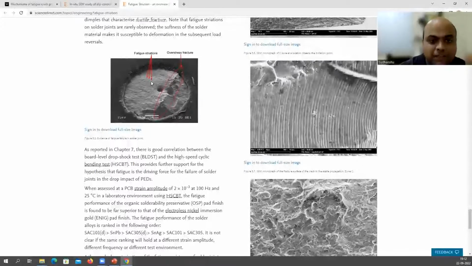On the left side also, you can see striations. Here you have the overstretched fracture region. Somewhere here the crack might have initiated. You see a smooth zone here, which has striations and is the fatigue propagation region. Then you see the fracture region, which is a rough surface. We discussed that.